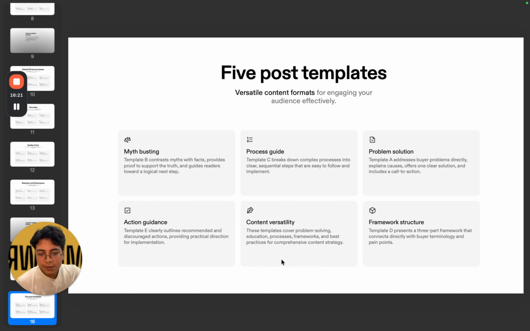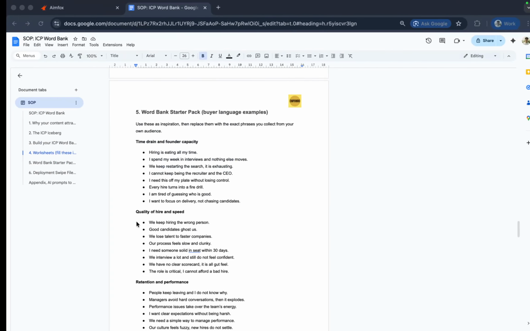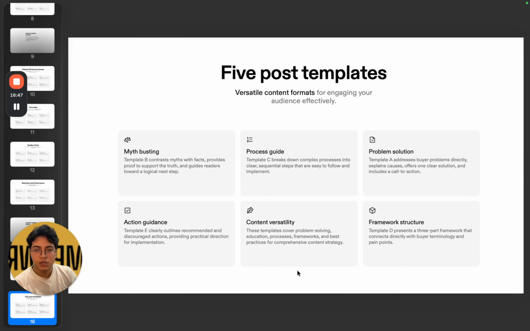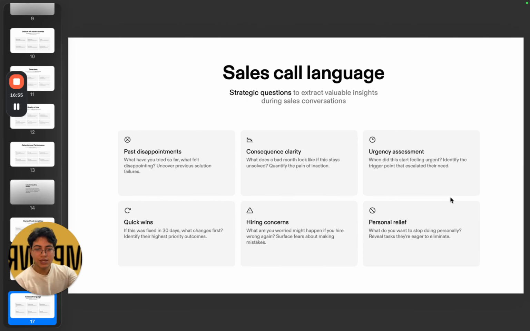Now these are the templates you can use, but if you want, you can find a lot of templates in the SOP document as well. So these templates are your weekly engine. Your word bank makes every template feel specific. Now if you use the same word bank again and again for 3 to 4 months, you will start feeling that these word banks are getting outdated. So how do I keep them updated?